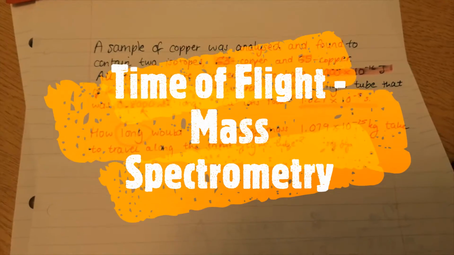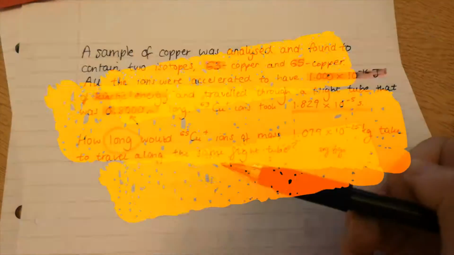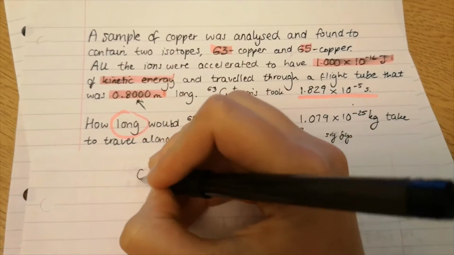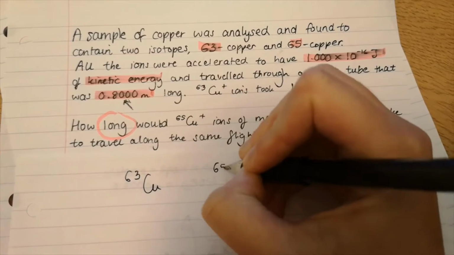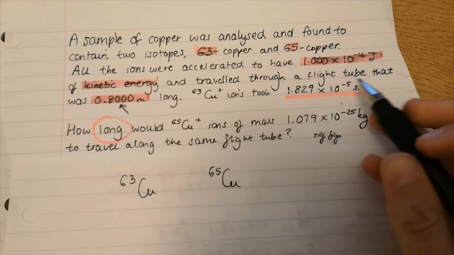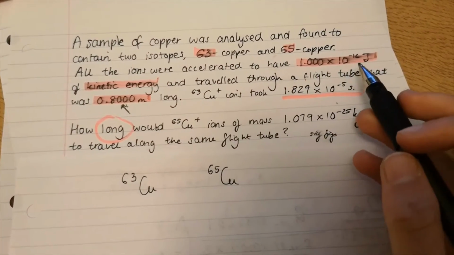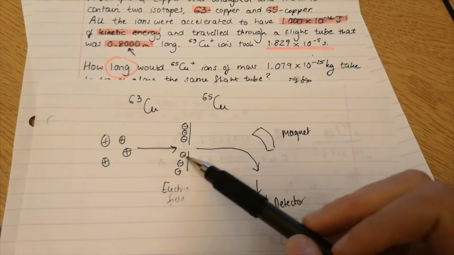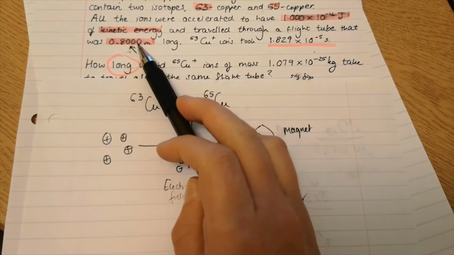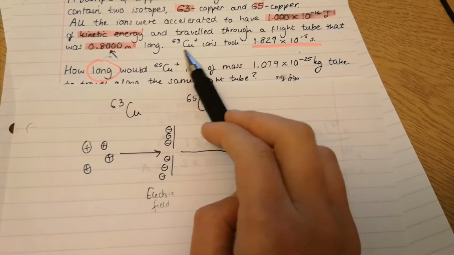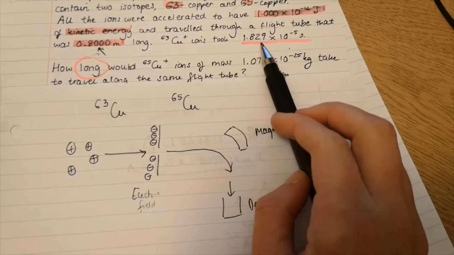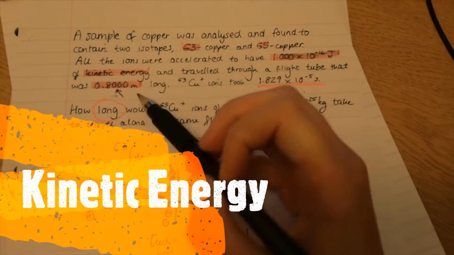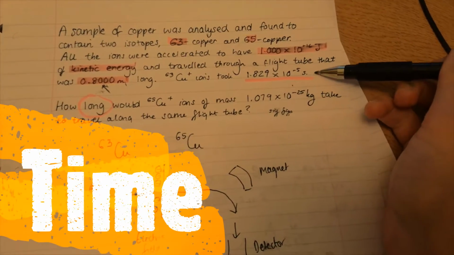This question is about time-of-flight mass spectroscopy, but it involves a lot of maths, so I thought it'd be useful to make a video. A sample of copper was analysed and found to contain two isotopes, copper-63 and copper-65. All the ions were accelerated to have 1 times 10 to the minus 16 joules of kinetic energy. Having travelled through a flight tube of length 0.8 meters, the copper-63 ions took 1.29 times 10 to the minus 5 seconds. So far we've been given a kinetic energy, a length, and a time.